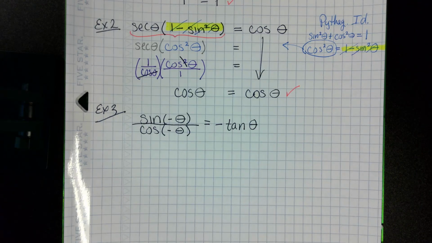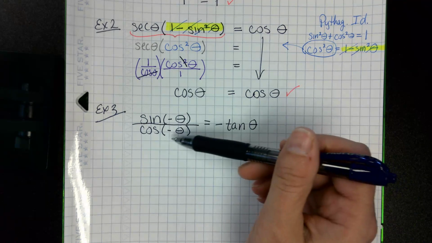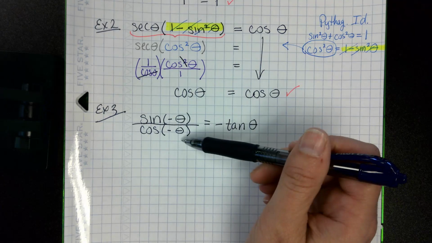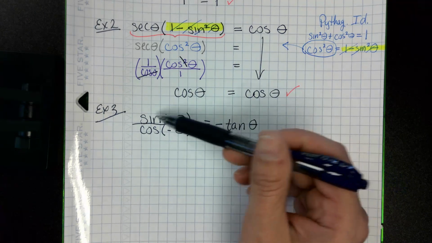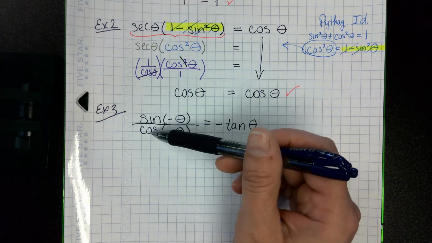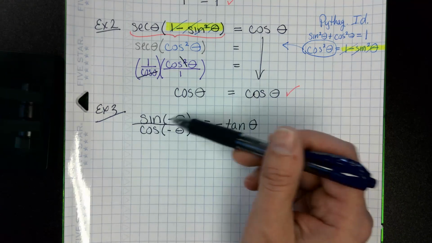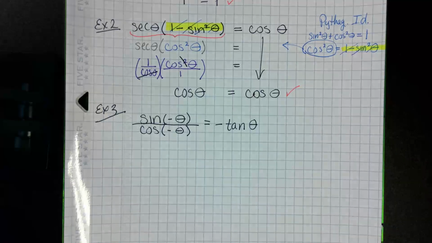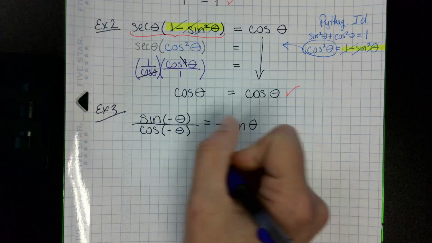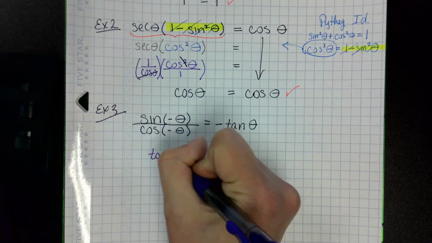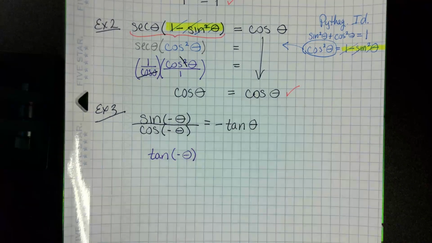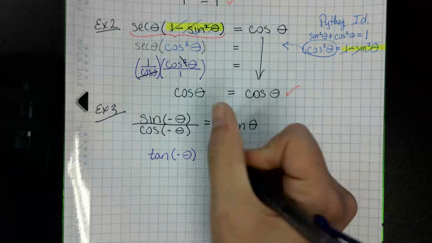All right, so I want to make the left side match the right side. So I see that I have sine over cosine. And as long as whatever is in the parentheses is the exact same thing, it doesn't matter what it is. So yes, it's negative theta instead of theta, but it's sine of something over cosine of the exact same thing. So that means I can turn sine over cosine into tangent. So tangent of negative theta. And it equals whatever's on the right-hand side.